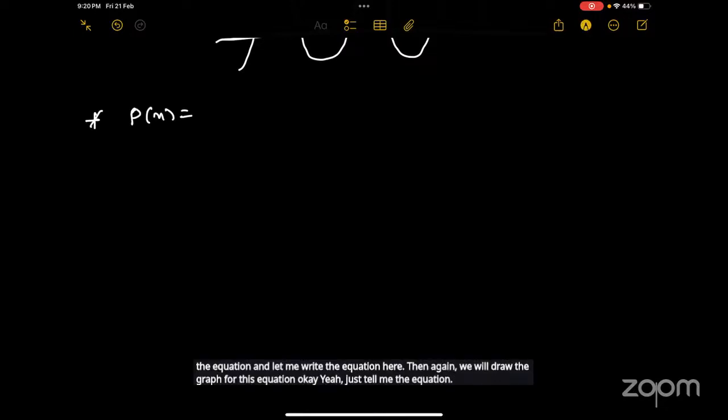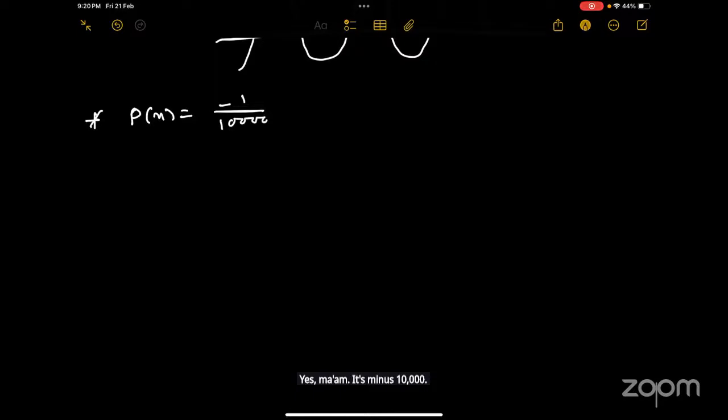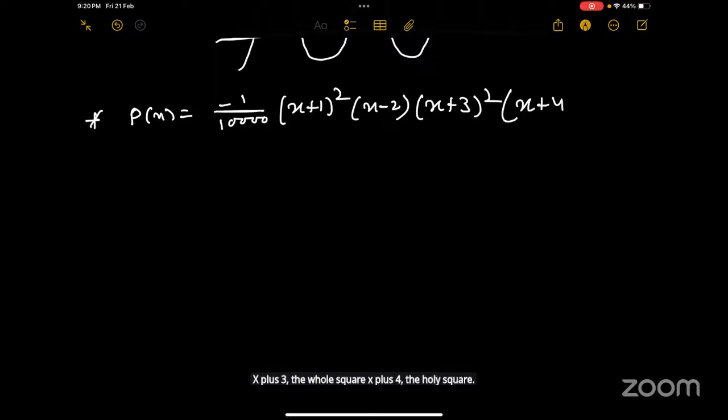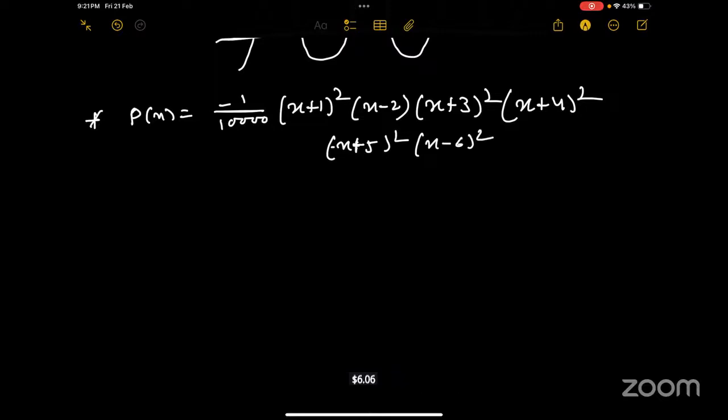P of x equals minus 1 by 10,000, x plus 1 the whole square, x minus 2, x plus 3 the whole square, x plus 4 the whole square, 5 minus x the whole square, x minus 6 the whole square, 3 minus x. Not x minus 5, it's 5 minus x the whole square. Okay. Should I repeat, ma'am? It is fine, right?